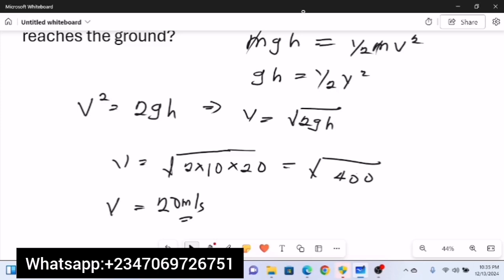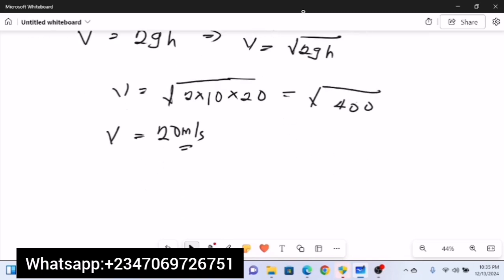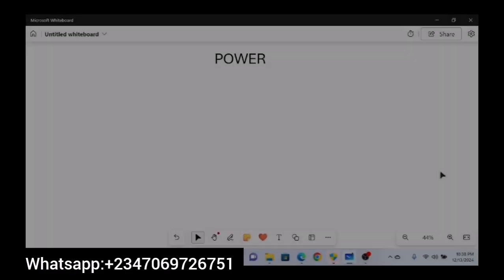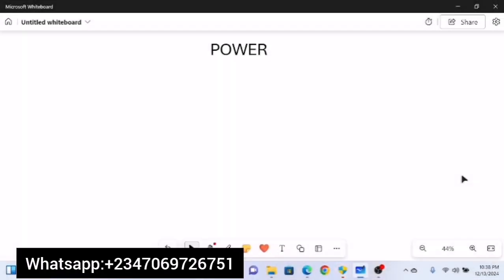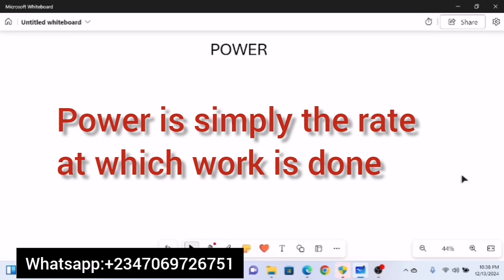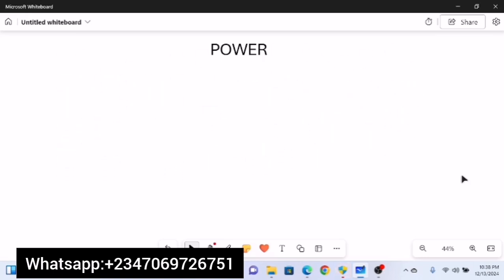Now, having discussed the concept of work, the concept of energy, and the two forms of mechanical energy, let's now talk about power. Power is simply the rate at which work is done.